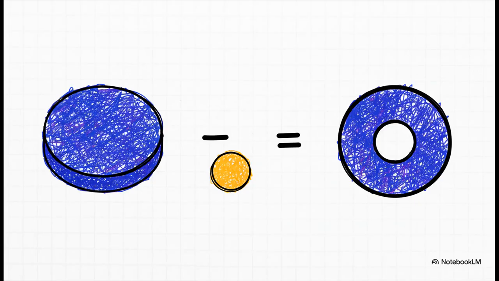And the washer method? It's even more straightforward. It's literally just the disk method, but for an object with a hole. You just find the volume of the big outer disk, and then you subtract the volume of the little hole you're cutting out of the middle. What's left is the volume of your washer. Simple as that.